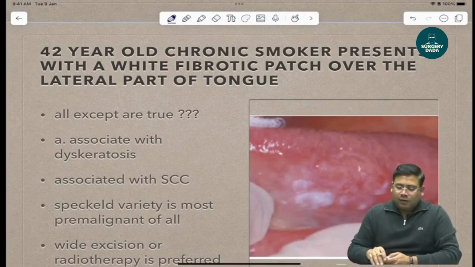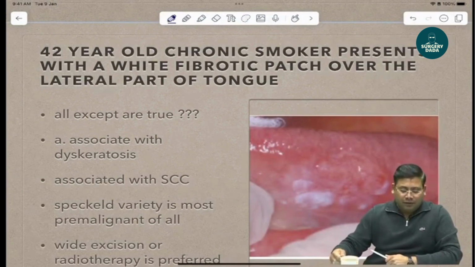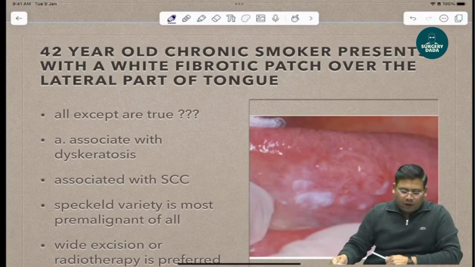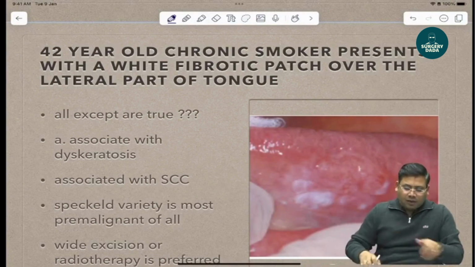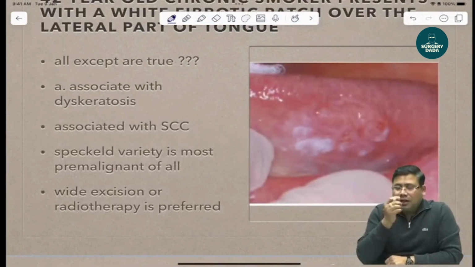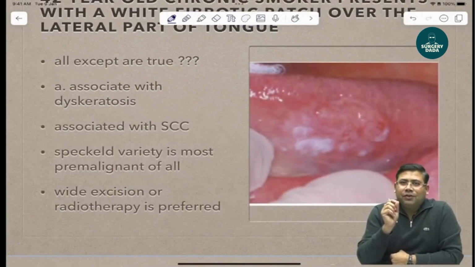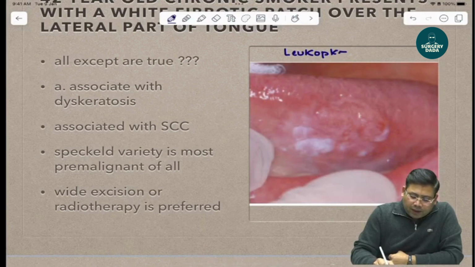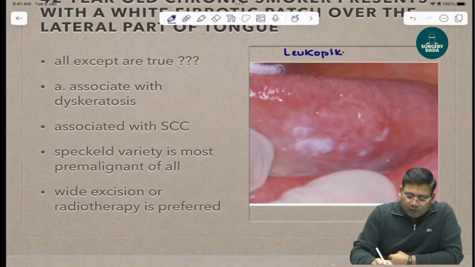A 42-year-old chronic smoker presents with a white fibrotic patch over the lateral part of the tongue. Can you see this image? What is the diagnosis just by looking at this image? There are white flaky lesions over the tongue, and hence I would say that this is a classical leukoplakia. This is very, very important.